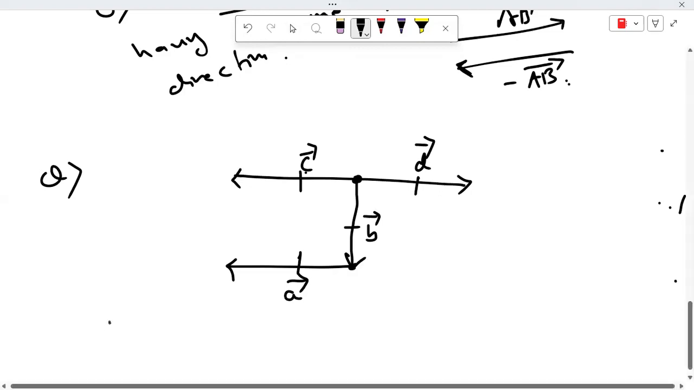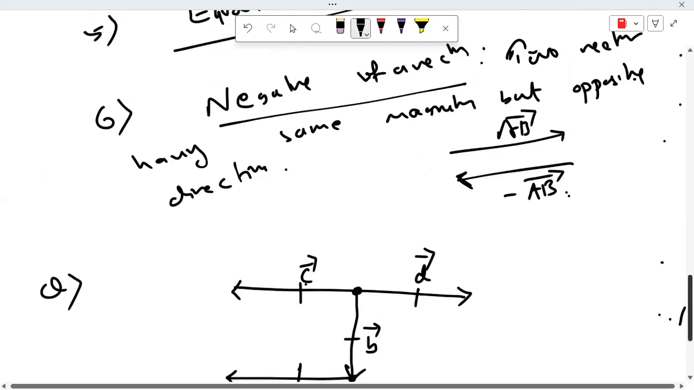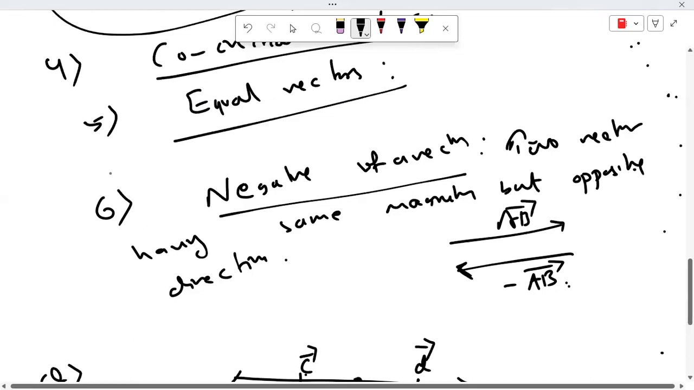Okay, the question says which vectors are collinear, equal, and coinitial. Did I tell you about collinear vectors? No. Write down another one, the seventh one, collinear vectors. Then we'll do this question. Collinear vectors.